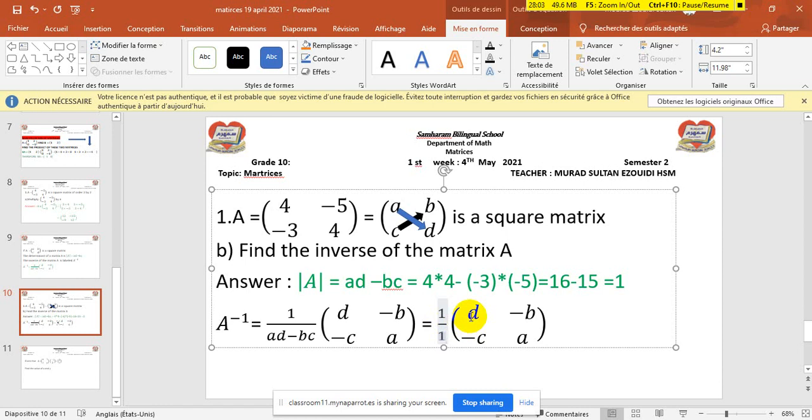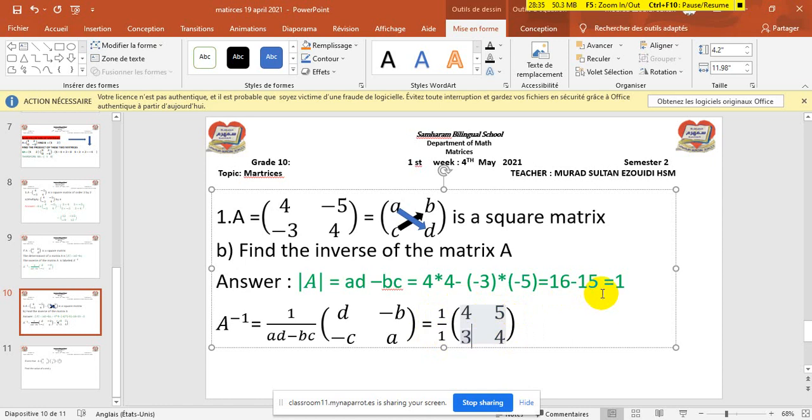But here D is what? Here D is 4. D is 4. And B is negative 5. And there is a negative sign here, so it will be immediately 5. This is 4. This is 3. Clear? This is 3. So 1 divided by 1, my daughters, is 1. 1 multiplied by this matrix, it will be only this.